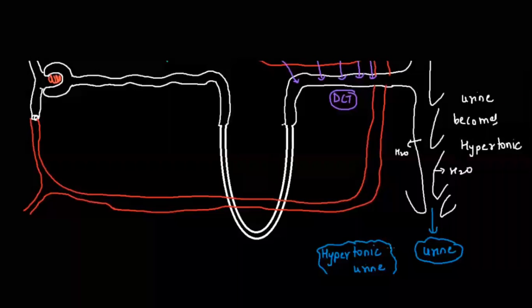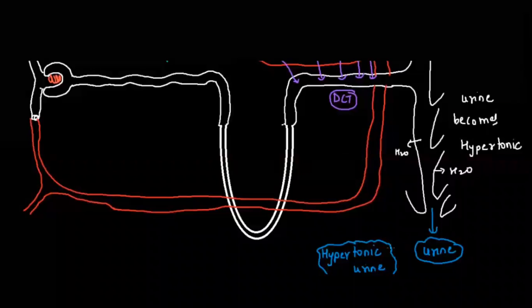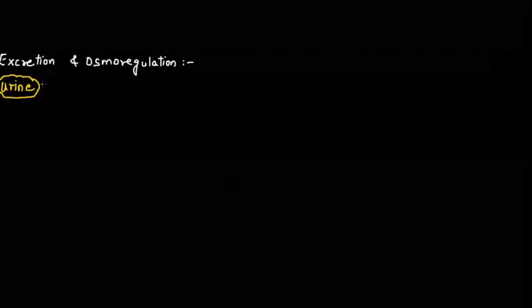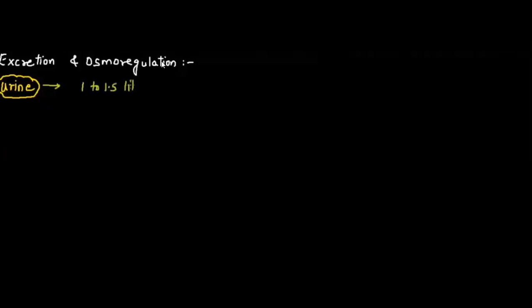So this is how ultrafiltration, selective reabsorption and tubular secretion result in the formation of urine. So this is how urine formation takes place. Now the excretion. See what happens to the urine. The urine that is formed per day in the human body is 1 to 1.5 liters. That much urine is eliminated every day.